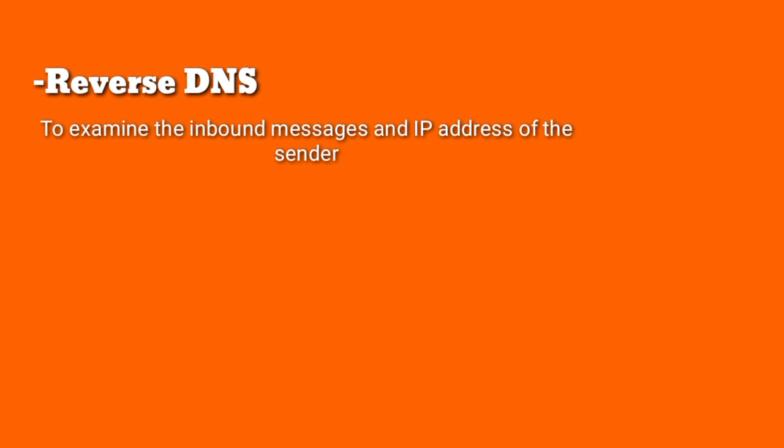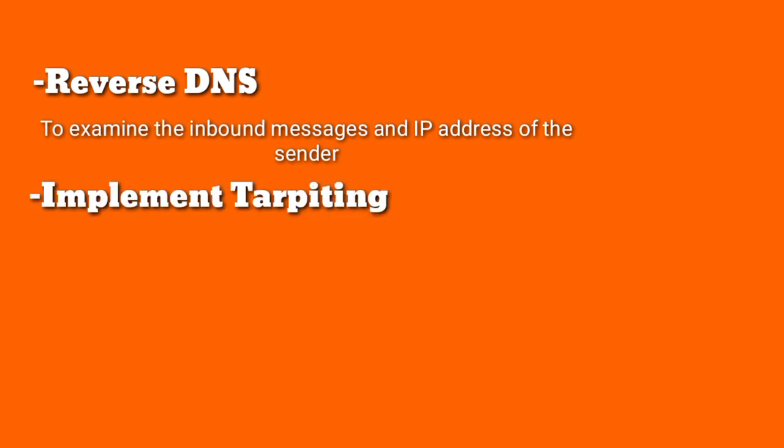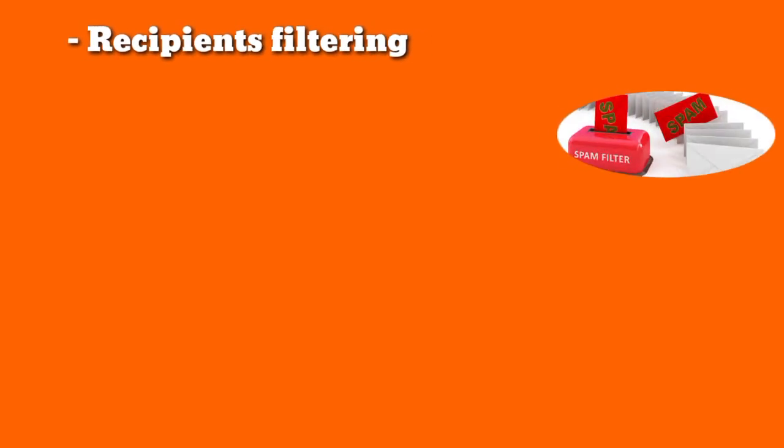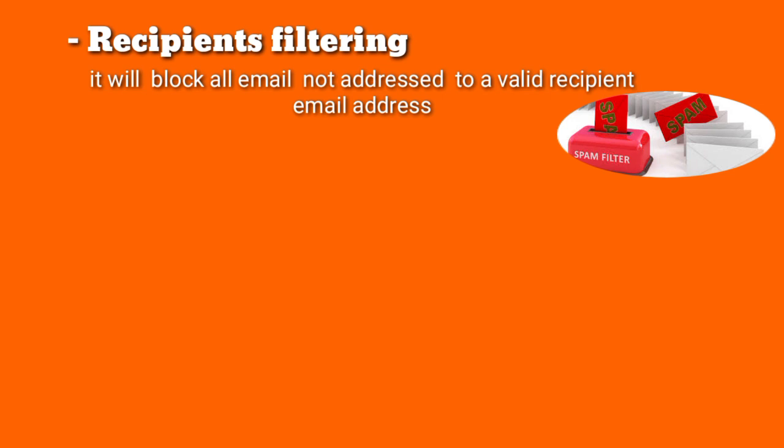Another way to prevent spam is to implement tarpitting in your email gateway. So what does that mean? It will intentionally slow down the server conversation between your email gateway and the sending email gateway, because spammers don't like slowdowns. They like to spam as many as possible. If it slows down the spammer, the spammer will give up and stop sending spam at all. And also, there is recipient filtering. So what does that mean? It will block all email not addressed to a valid recipient's email address.